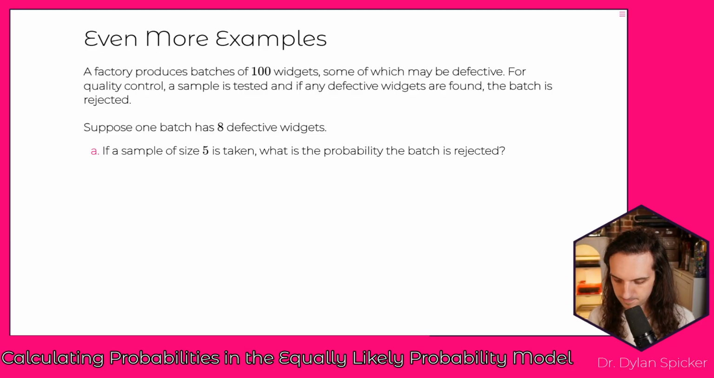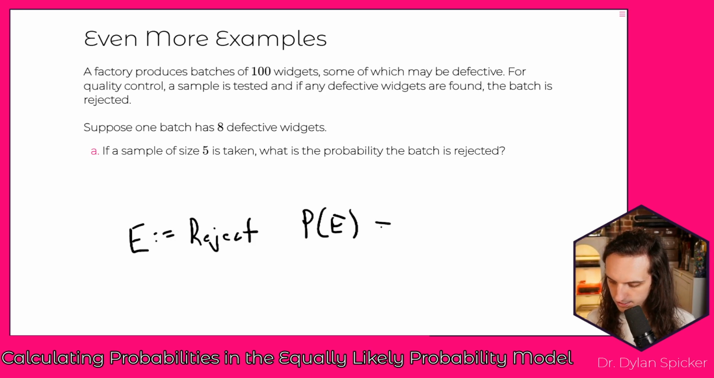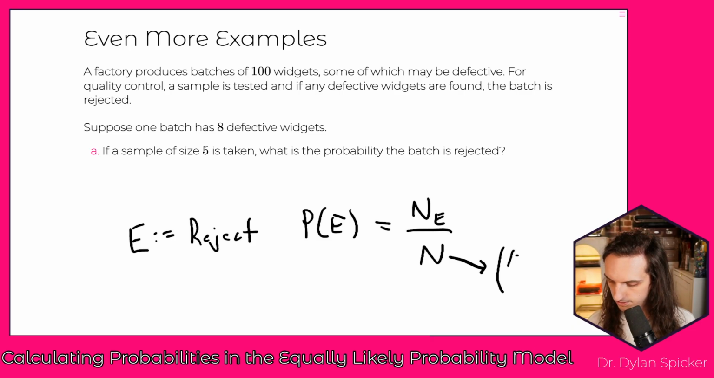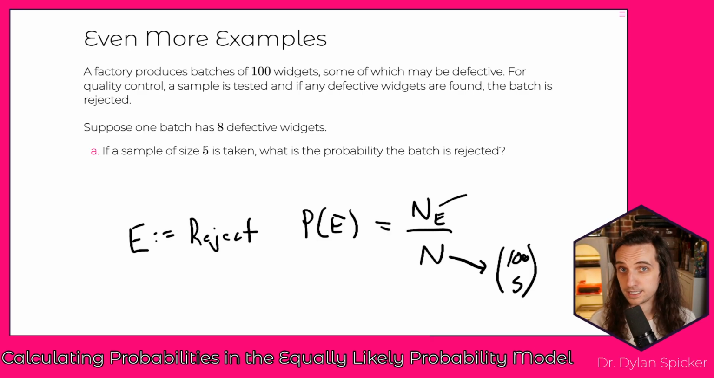And so we have to think about here, E is going to be the event that we reject the batch. Okay. And what we want is the probability of E, which is the number of ways that E can happen divided by the total number of things that can happen. Well, what we're doing is we have a total of 100 widgets, and we're taking out a sample of 5 of them, right? And so we take 100 choose 5 as our total number. And then what we want to figure out is, how many ways are there of E happening here? E happening would mean that we have at least one defective widget.